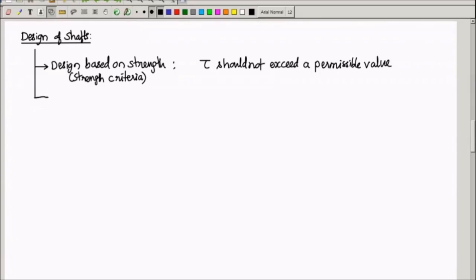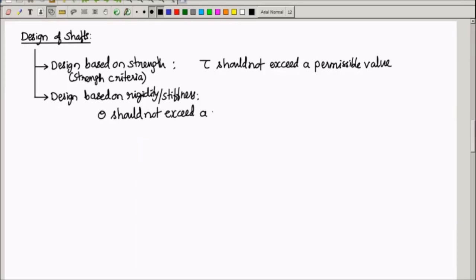And the other one is called the rigidity criterion, or design based on rigidity. Rigidity is nothing but stiffness. This is another way in which we can design the shaft. According to this theory or criterion, the diameter of the shaft is calculated based on the given value of angle of twist. So theta should not exceed a permissible value. This is called design based on rigidity.